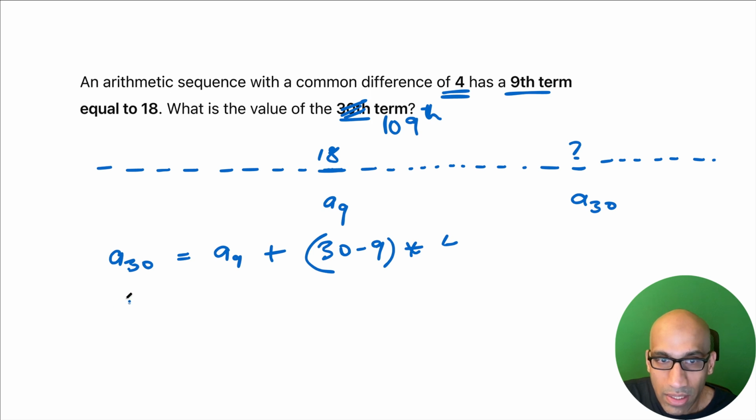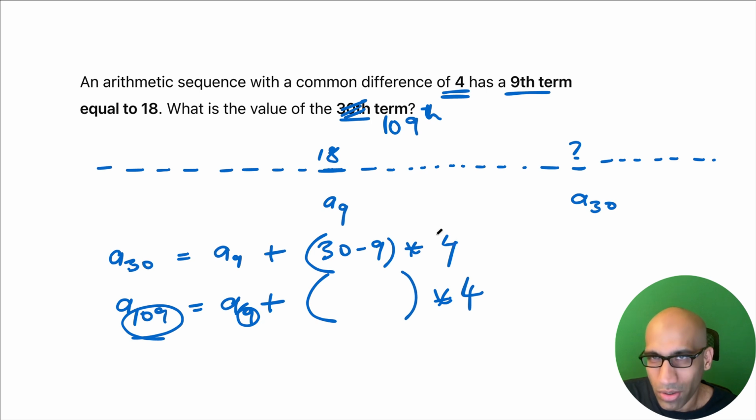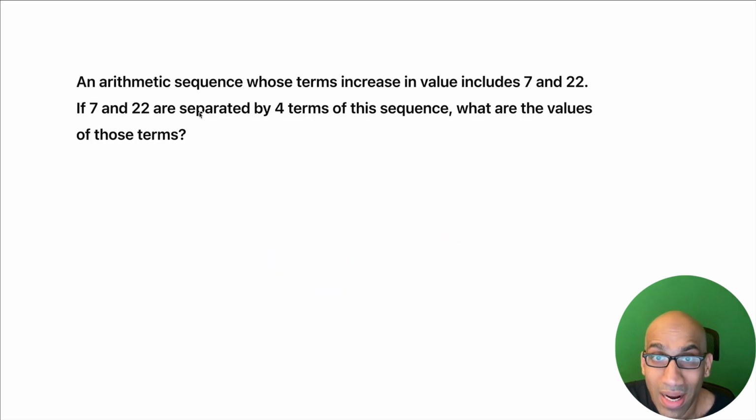You are going to do the same idea. You're going to do A109 is equal to A9 plus, yes, what is it here? This is going to be 4. But what is it here? It's going to be this term minus this. So post your answers in the comments for this, and let's move on to the next slightly harder problem with the same exact formula. All right, let's go for this problem.